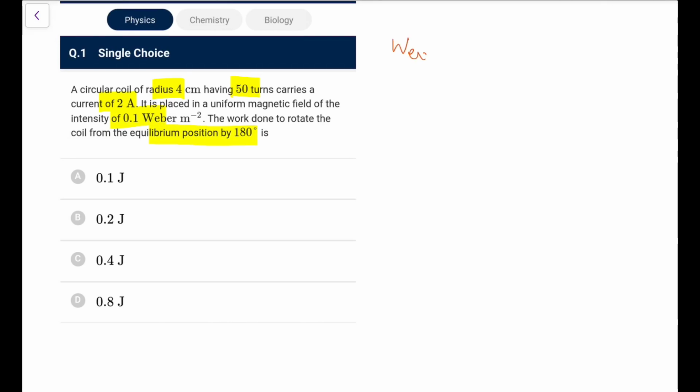You know that work external would be equal to U final minus U initial, since 180 degrees means going to the unstable equilibrium. Final is the unstable equilibrium, where the energy is plus mu B, and initial was minus mu B. So it comes out as 2 mu B. So that is 2 mu.